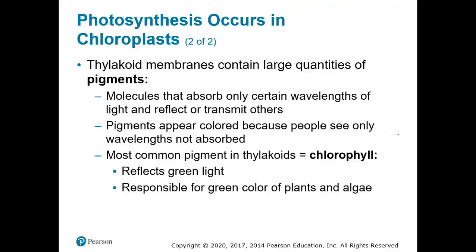Now, before we can talk about photosynthesis, we need to understand pigments and what pigments are, because pigments are going to be very important to this process. Because if we look at our thylakoid, the membrane of our thylakoid, they have a ton of pigments. Pigments are molecules that absorb only very specific wavelengths of light, and they will either reflect or transmit others.